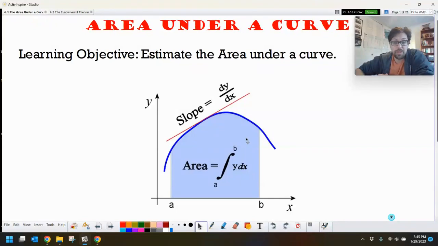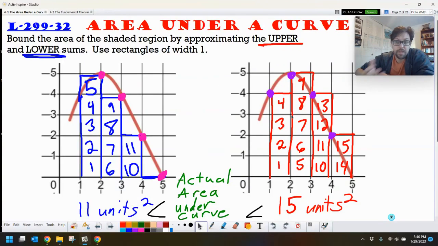Hello, in this video we're going to be looking at methods of estimating the area under a curve, also known as estimating the definite integral of a function on an interval. The simplest shape that we can find the area of is a square.